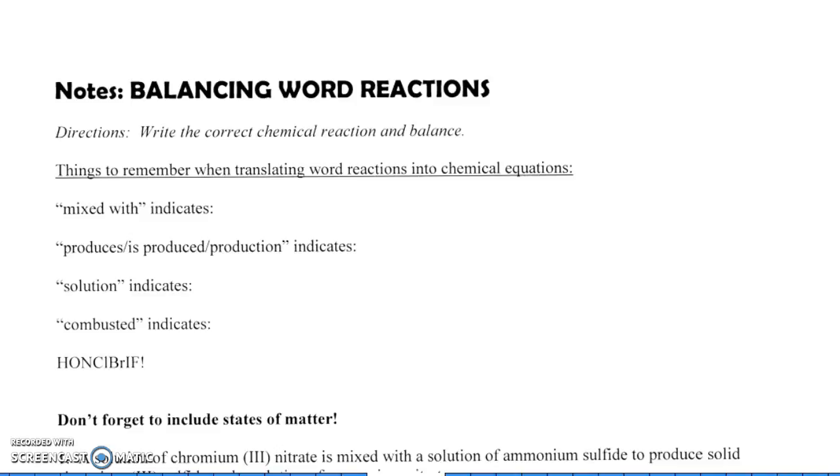Some things to remember when translating word reactions into chemical equations is that the words "mixed with" indicate that you have two reactants added together. When you hear the words produce, is produced, or production, that's going to indicate the reaction arrow or the products of a chemical reaction.